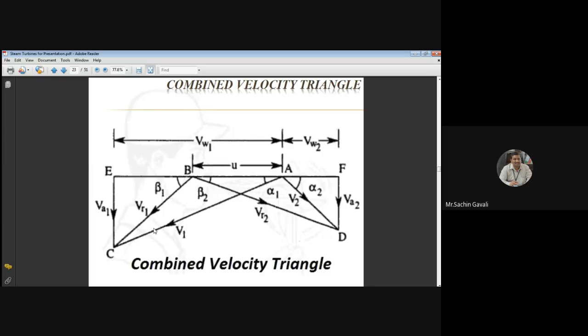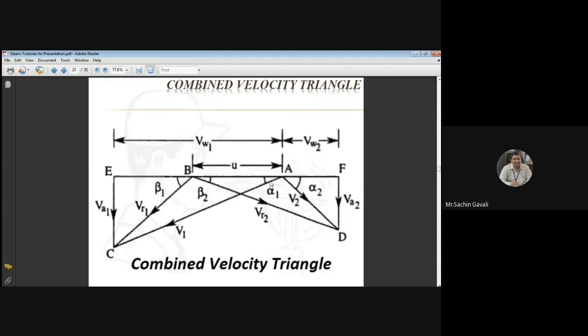In that lecture I think I have told you how to draw. So this AC component is equal to V1. The blade velocity is common in both triangles, U is equal to U1 is equal to U2 in case of this particular impulse turbine. Therefore we have taken advantage that this U is common for both diagrams, which is why we have taken a combined velocity diagram.